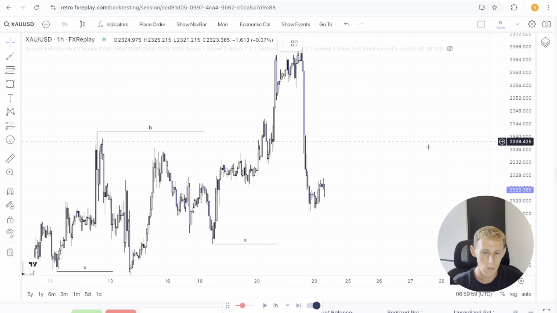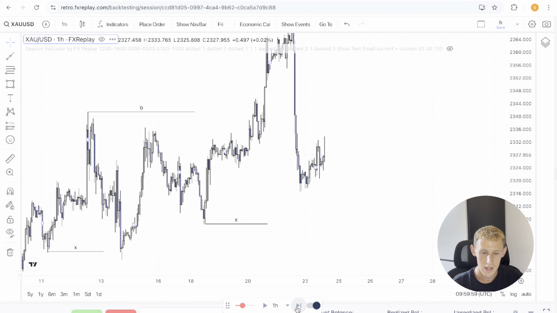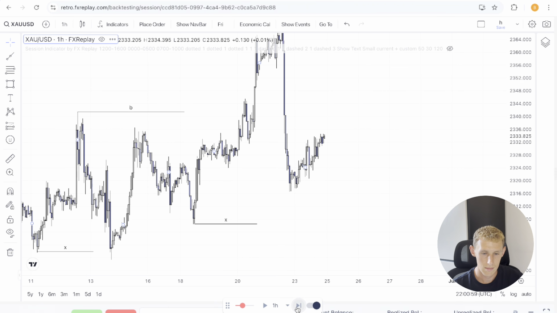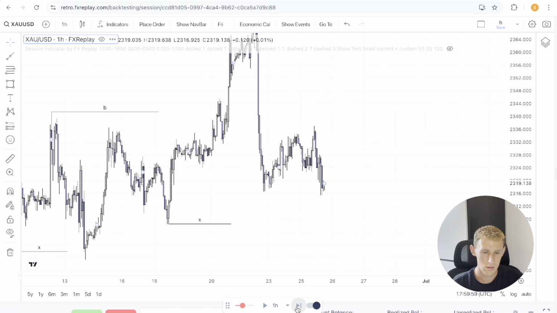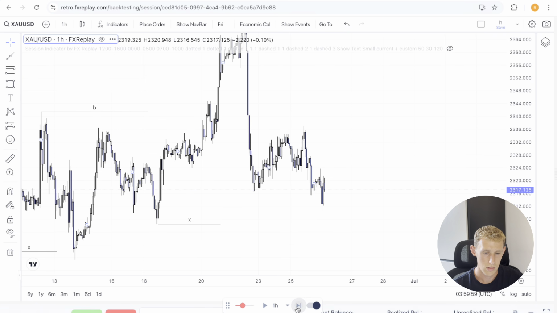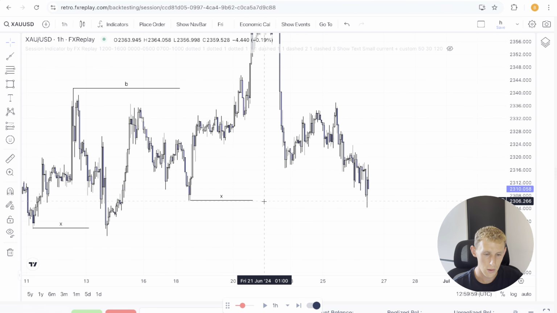But yeah, I don't want to buy here at the moment just because we've had this big move down. This looks very much like a pullback for lower prices rather than some continuations. So yeah, at the moment, waiting for that liquidity to get swept.